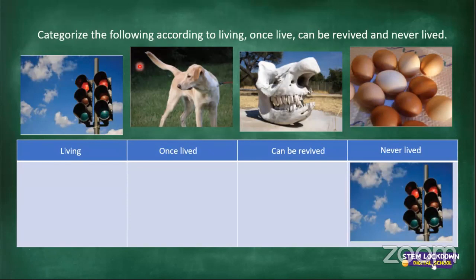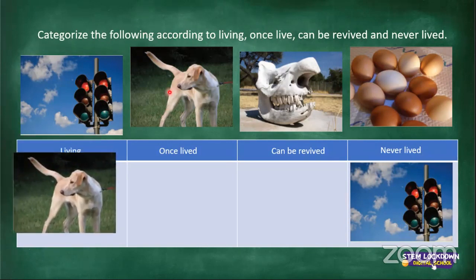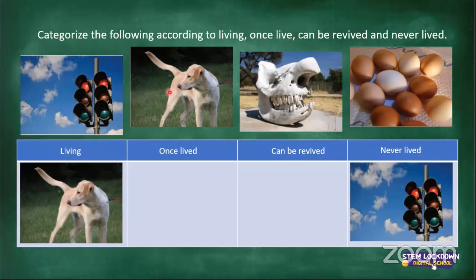Now we are going to look at the dog. This is a very easy one. Quickly tell me, where does it go? Yes, good, you guys. We got a dog is a living thing, and if someone had to ask you why, because all 7 of the life processes take place.